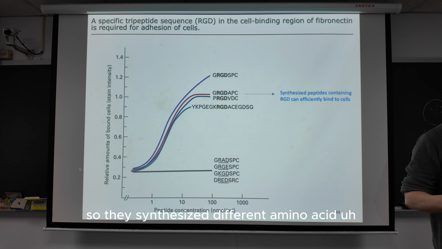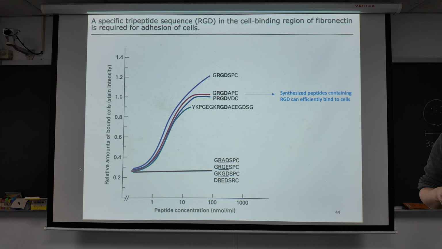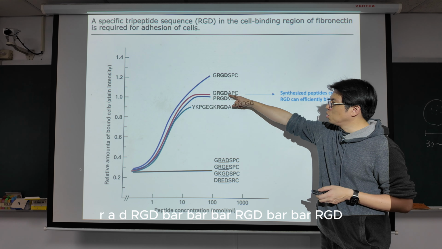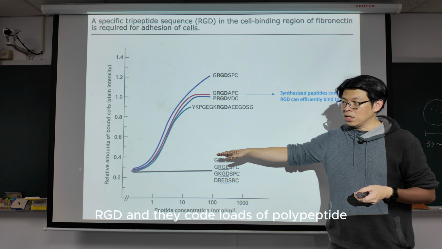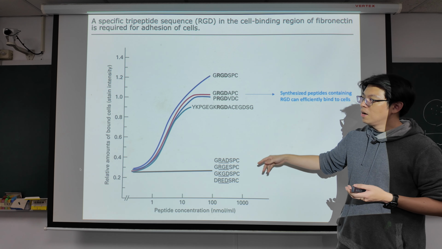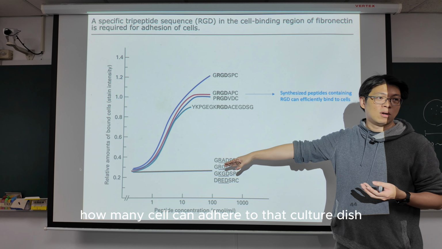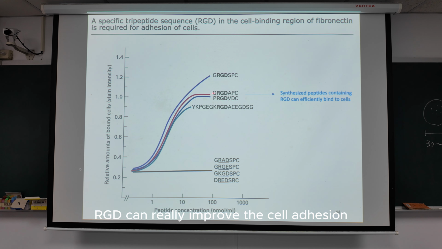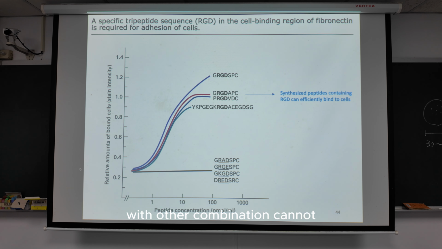They synthesized different amino acid polypeptides: RED, SRC, G, KGD, RGE, RAD, RGD, and so on. They coated those polypeptides on the culture dish with an increasing concentration, then tested how many cells can adhere to that culture dish. They finally found that only polypeptides containing RGD can really improve cell adhesion. Other combinations cannot. So the integrin only recognizes anything containing RGD.